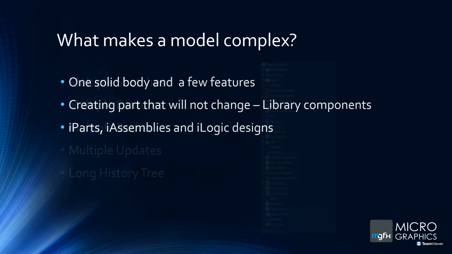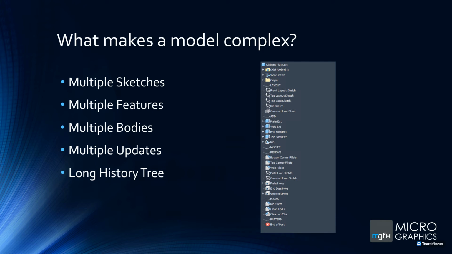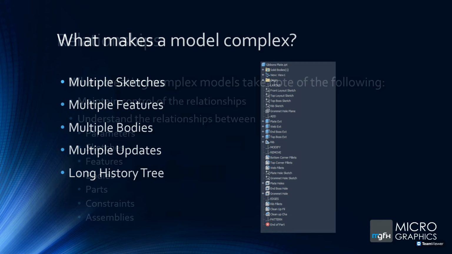Okay. So when you look at complex modeling, what are you going to find in it? Multiple sketches, multiple features, multiple bodies. With bodies, it's multi-body or skeletal modeling. Multiple updates and a long history tree. So you can see over there, there's only one solid body in here, but I've got some sketches, and a lot of extrusions, ribs, fillets. So it does become quite complex because there's a lot of relationships between all of those different features that I have put into this part.